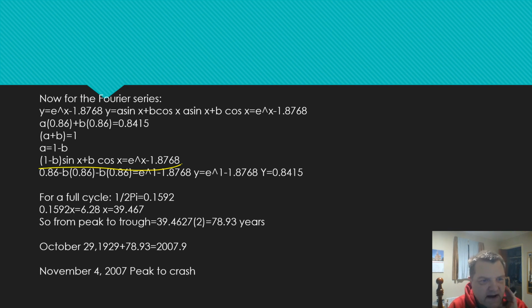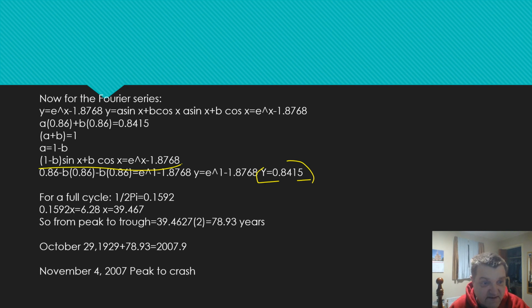0.86 minus b 0.86 is equal to e to the power 1 minus 1.8768. Y is equal to e to the power 1 minus 1.8768. Y is equal to 0.8415. That's an important number. For a full cycle, 1/2 of pi is equal to 0.1592. 0.1592 is the moment. It's equal to 1 minus the sine of 1.